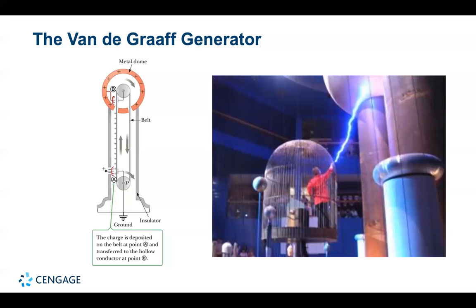This accumulation of charge on the dome can't continue indefinitely. As more and more charge appears on the surface of the dome, the magnitude of the electric field at that surface also increases. Finally, the strength of the field becomes great enough to partially ionize the air near the surface, increasing the conductivity of the air. Charges on the dome now have a pathway to leak off into the air, producing some spectacular lightning bolts as the discharge occurs, as you can see in the photo on the right.